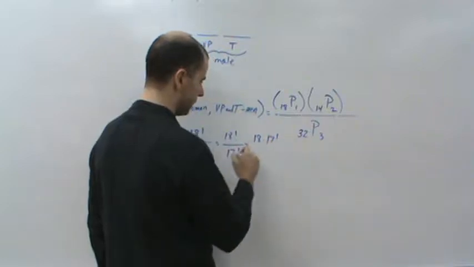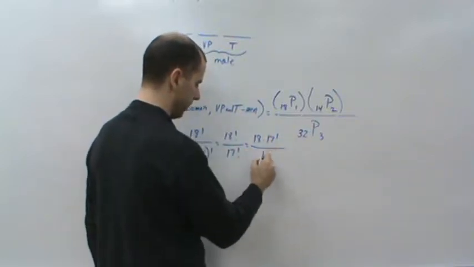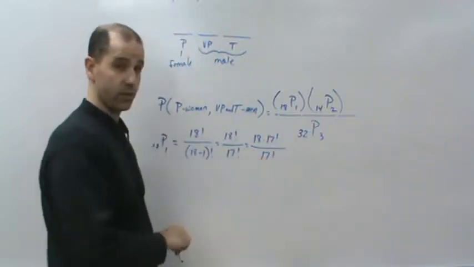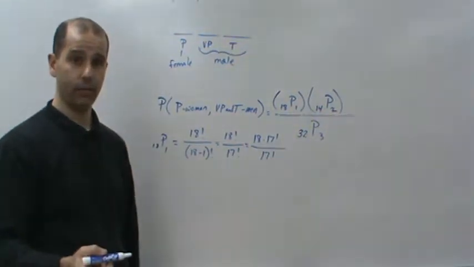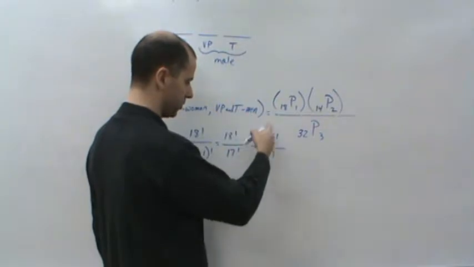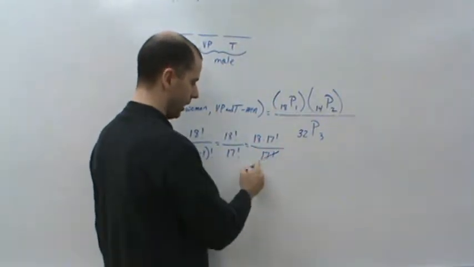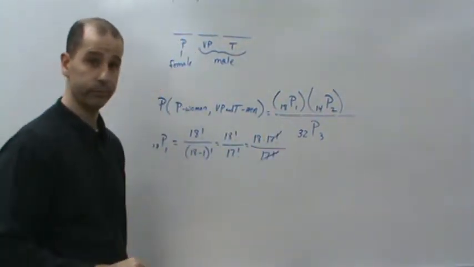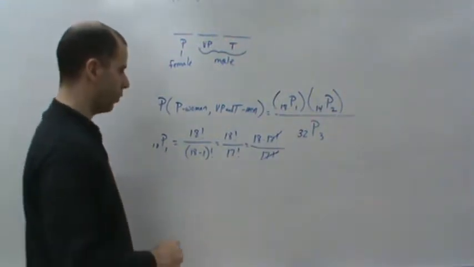times 17 factorial, right? So what happens to the two factorials on the top and the bottom? Well, since this is just multiplication and this is just multiplication across division, I can just cancel them out. Okay? And so what do I get?